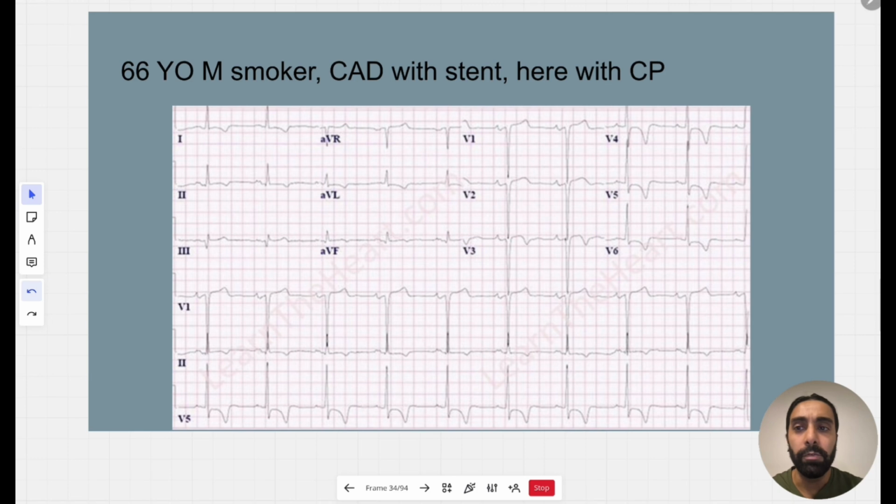Go ahead and review this one. This is a 66-year-old male, smoker, has a history of coronary artery disease, was coming in with chest pain. So this has 10 blips across it, so it's on the lower limit of normal, like 60 beats per minute. It's a pretty regular rhythm, so R to R is spaced out regularly. There are P waves before every QRS.